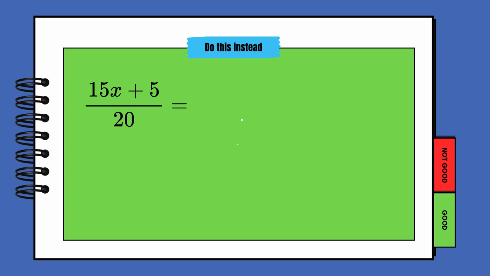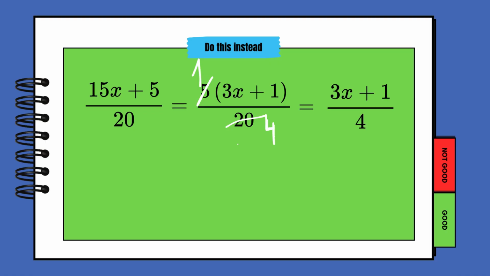And just for you, I have a bonus example. (15x + 5)/20. We can see that 15 and 5 are divisible by 5. So 5 goes out. And then what do we have in brackets? 3x + 1. Aha, 5 and 20 can be simplified. 5 divided by 5 is 1, 20 divided by 5 is 4. So the final answer is (3x + 1)/4.